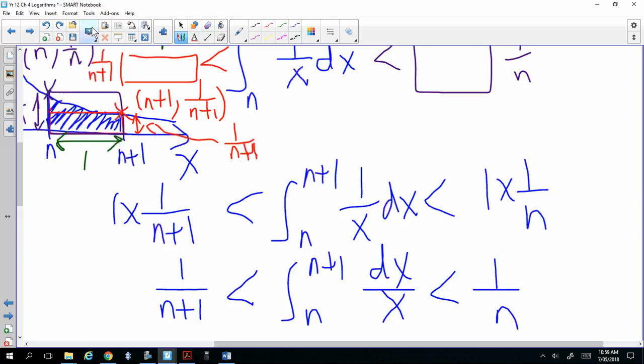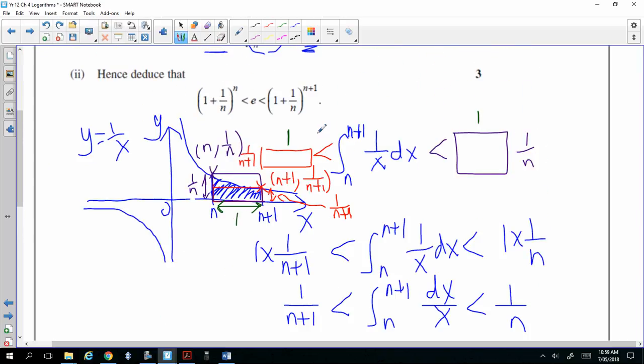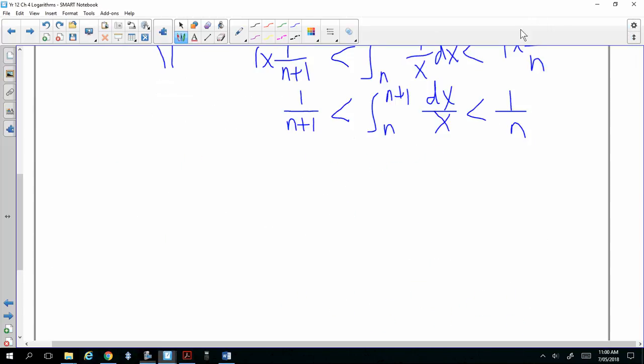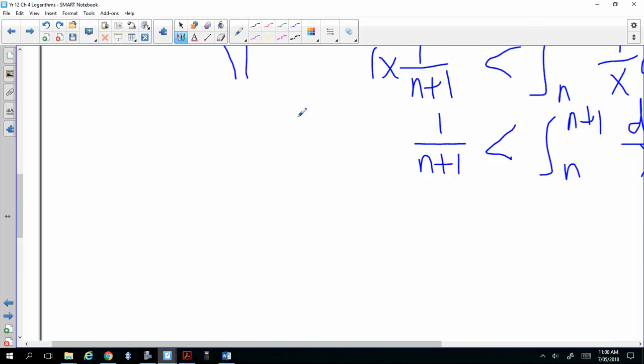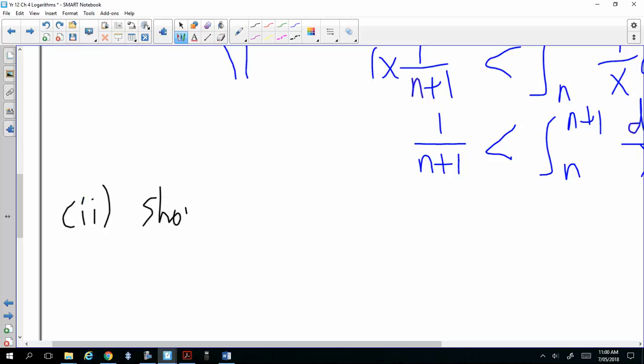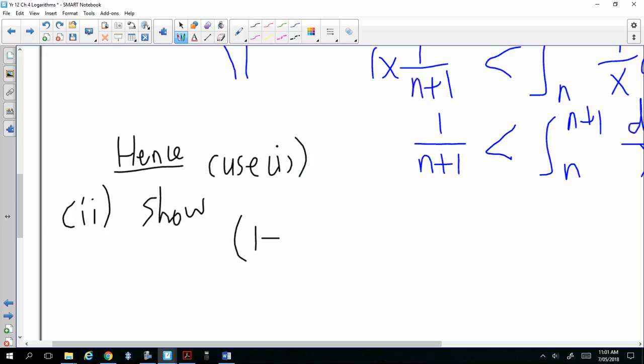Okay, take a minute to digest. Part 2. Let's write down what part 2 looks like. In part 2, we have to show, deduce, using part 1, that this thing is less than e, less than 1 plus 1 over n plus 1. When they use the word hence, it basically means you have to use part 1. So how do we show this? To show that, you have to use this rule.